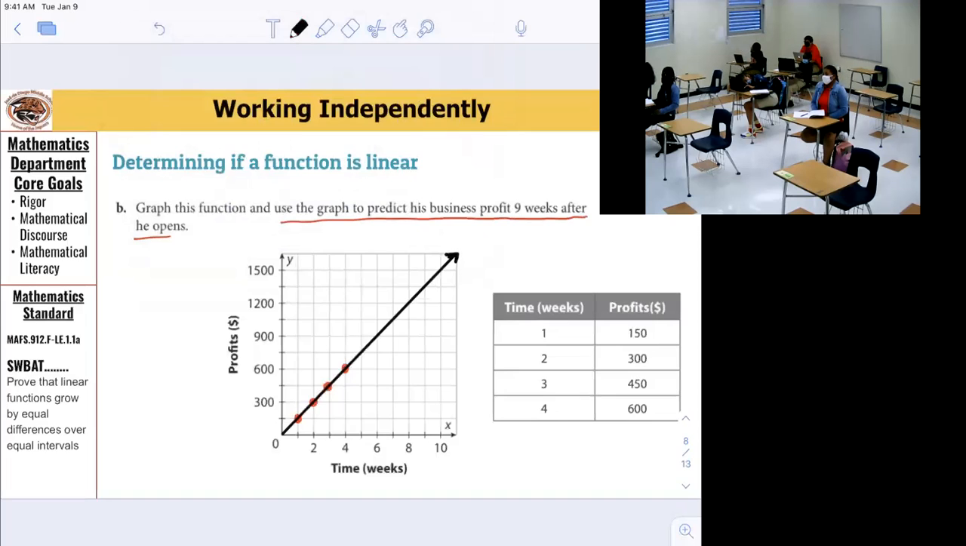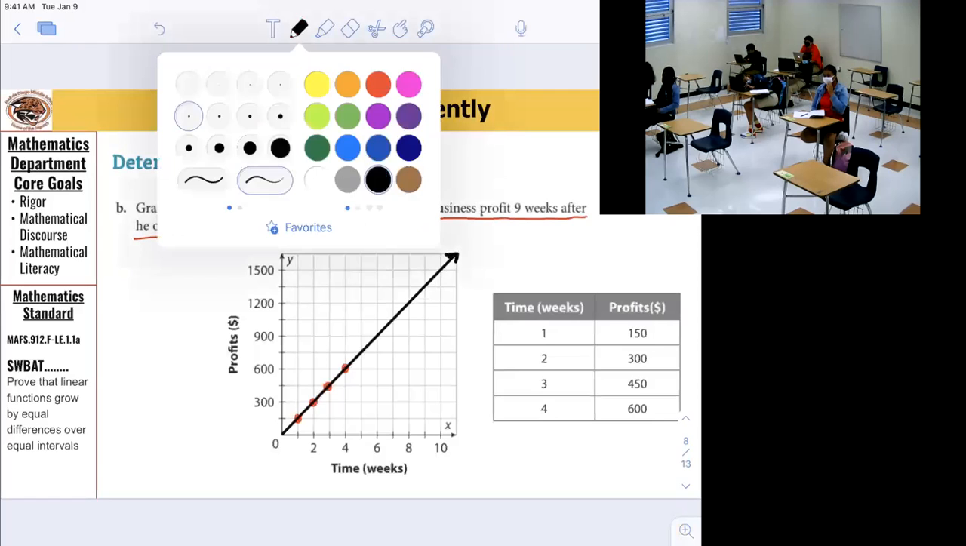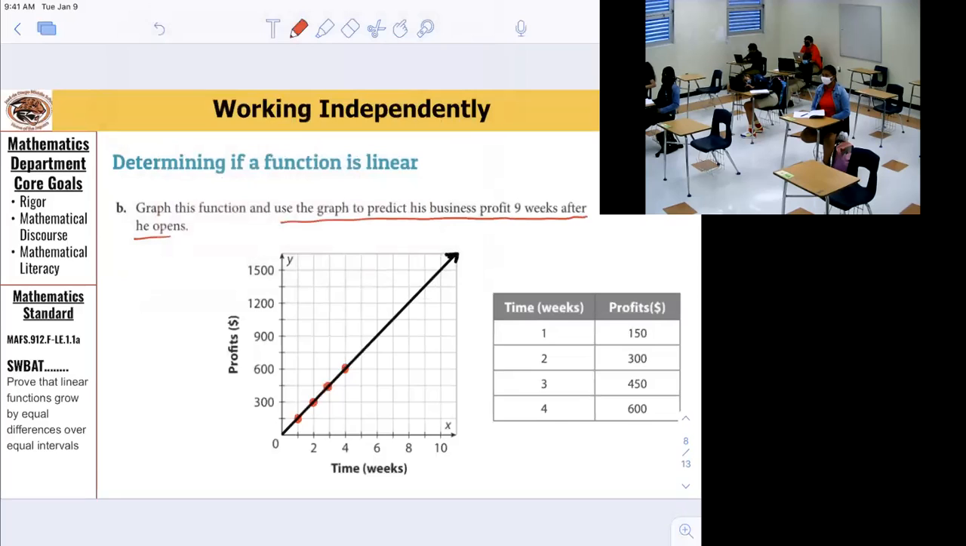So what do you guys think? What is his profit going to be after 9 weeks based on the graph? 1,350. 1,350. So 9 weeks is right here, and that falls on the 1,350 exactly.